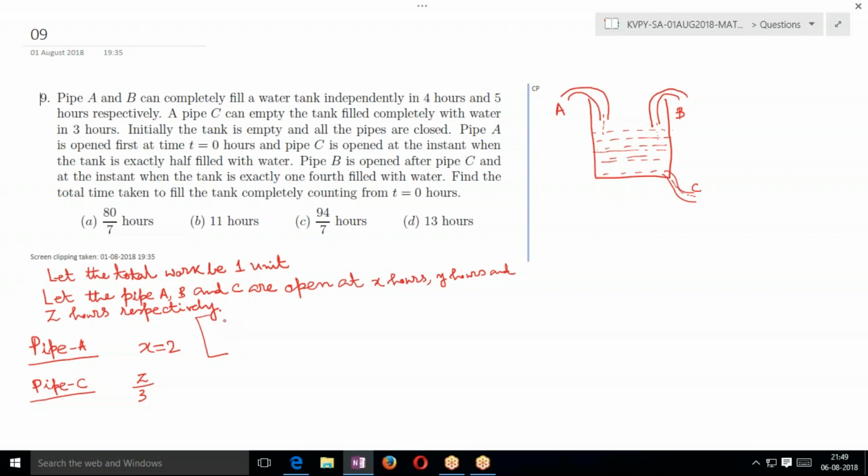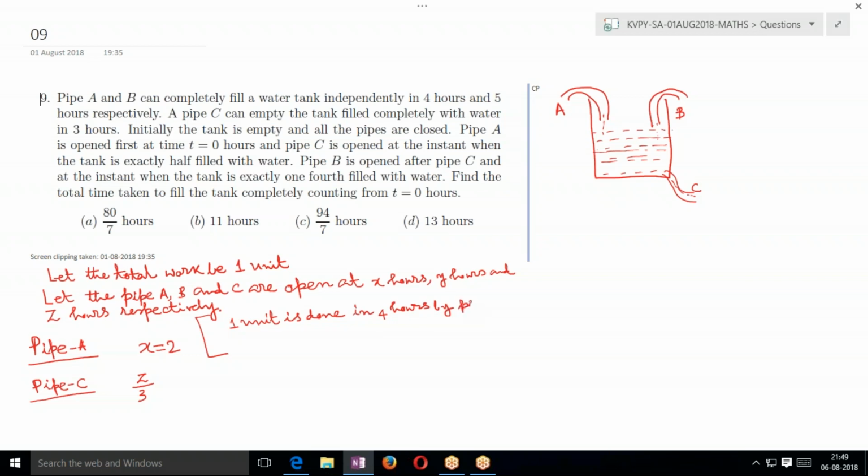Correct. It is exactly half filled. Half filled means what? One unit is the entire tank, so half a unit is done in 4 hours.